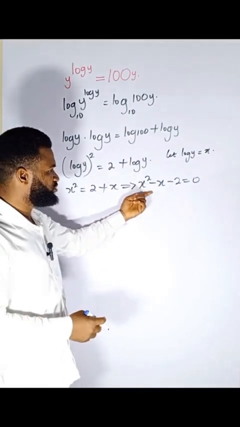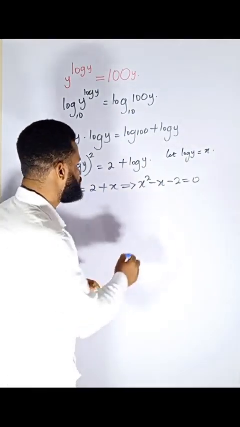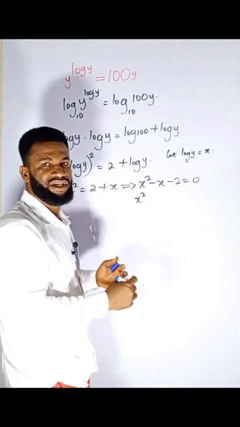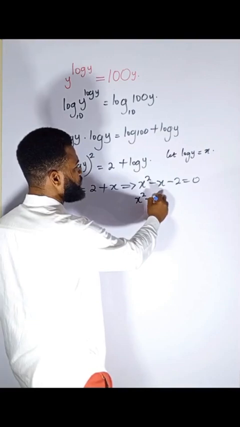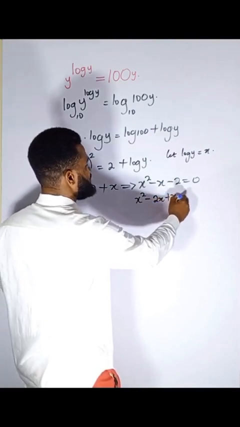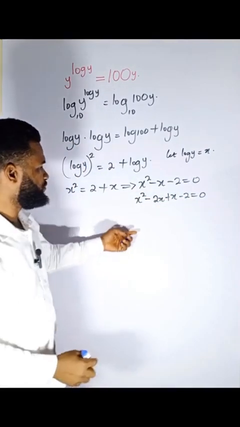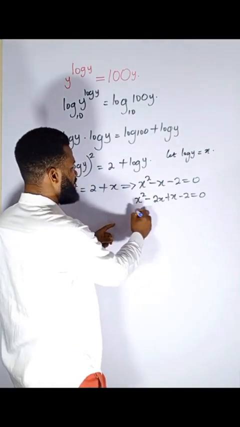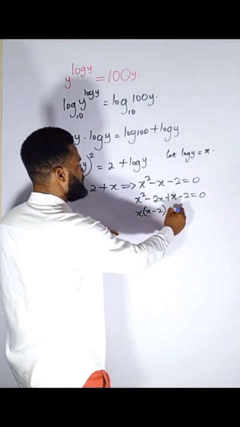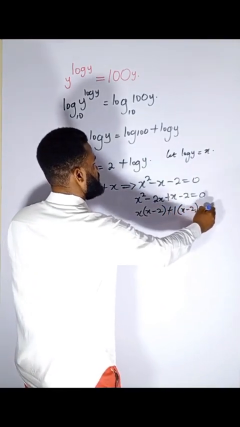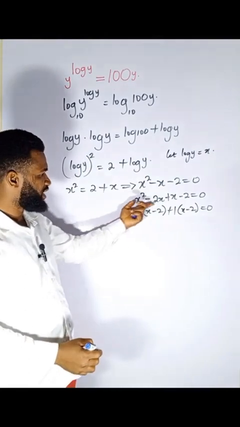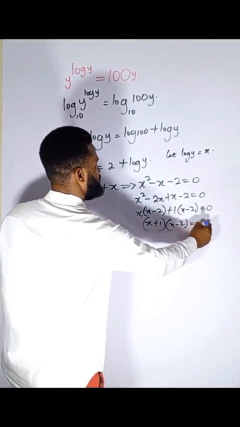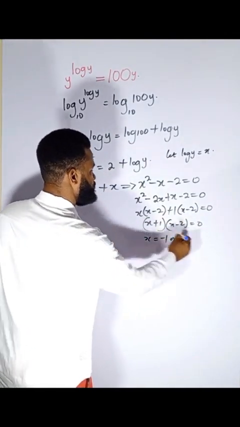All right, the next thing I'm going to do is to factorize this expression. So I'm going to have x squared minus 2x plus x minus 2 is equal to 0. This is breaking this down in quadratic format. So when I factorize, I have x bracket x minus 2 plus 1 bracket x minus 2 equal to 0. So when I have that, I have x plus 1 or x minus 2 equal to 0. This is x is equal to minus 1 or 2.